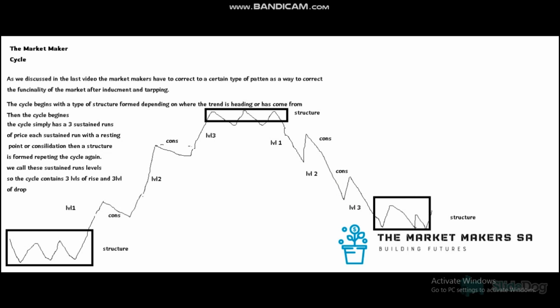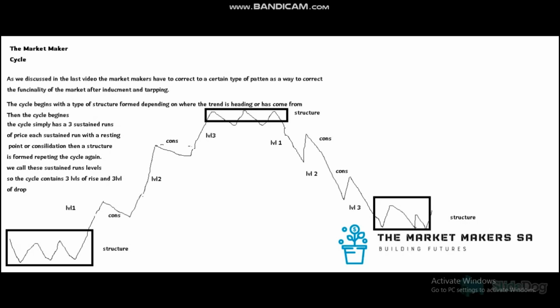Then the market goes into a resting point, when it goes sideways, consolidation, and then it gives us our second rise of price, or what we call level 2. Then it goes into a resting point again, and then it gives us our last level of rise, the last level of sustained run after the consolidation, and it makes the structure. So that's the half of the cycle for the up movements.